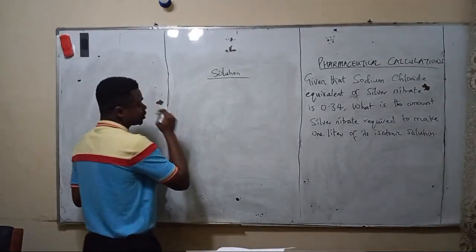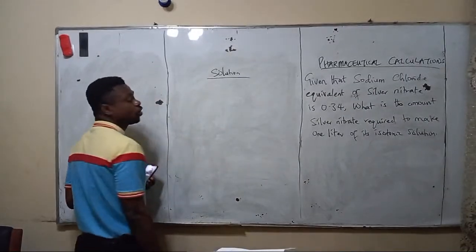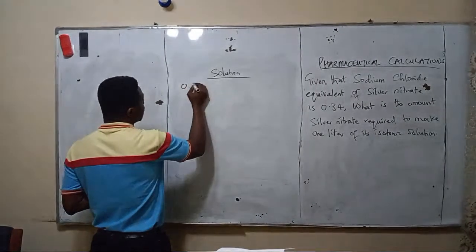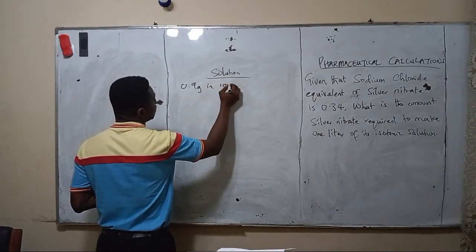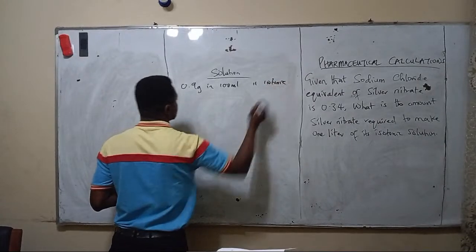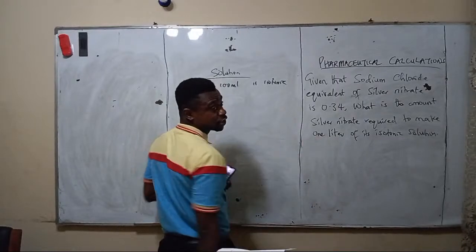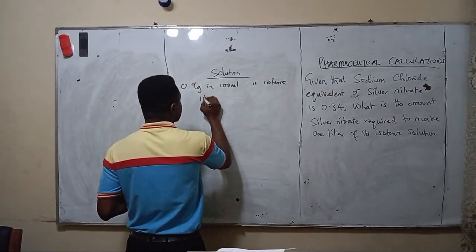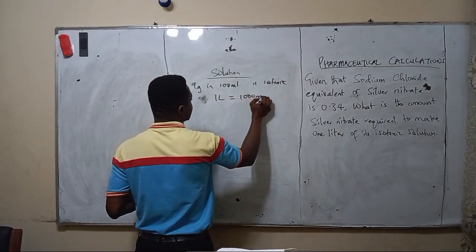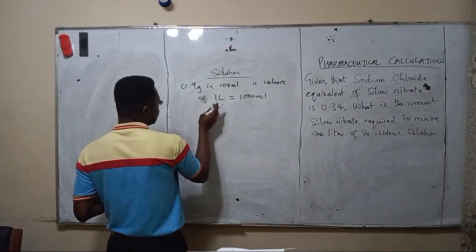All right, let's solve this question. Let's do everything I just said now. We know that for sodium chloride, being the standard, 0.9 gram of sodium chloride in 100 ml solution is isotonic. Remember, what we want to produce is 1 liter, which is 1000 ml.